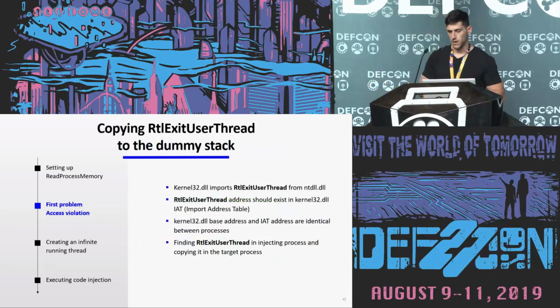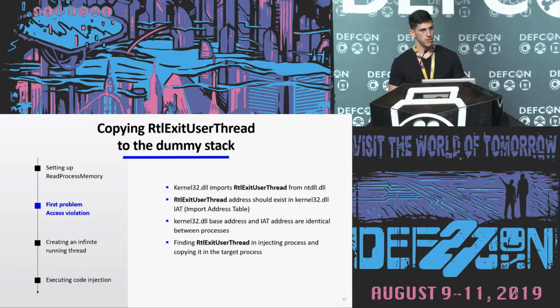Amazing. Okay, now we want RtlExitUserThread to be on the return address in the stack. To do this we have 2 steps. First, we need to find a place where the RtlExitUserThread address exists. So let's first talk about kernel32 and NTDLL. Those are both DLLs in Windows that are loaded in each process at the same location. So the base address of them is similar in each and every process. And kernel32 also imports the function RtlExitUserThread from NTDLL.